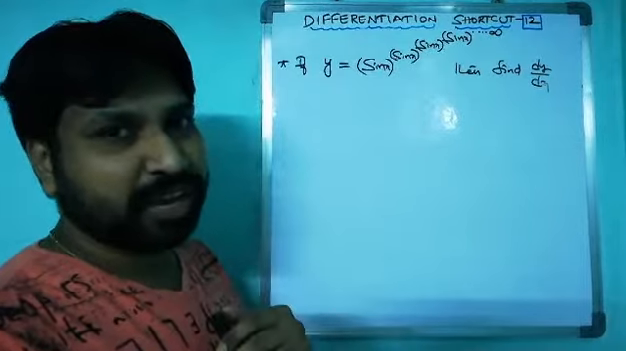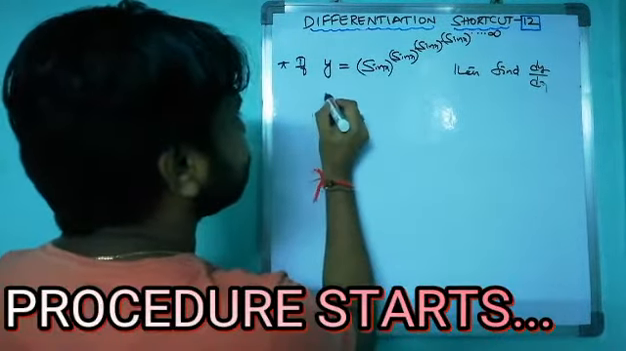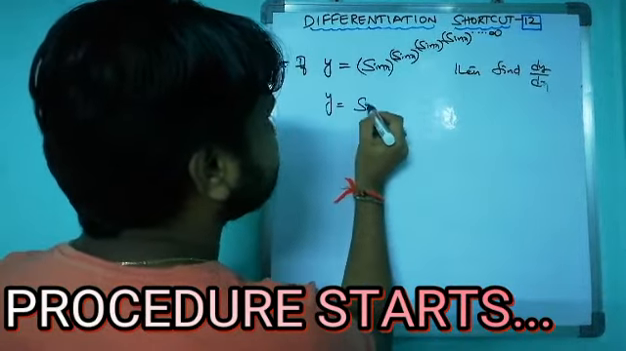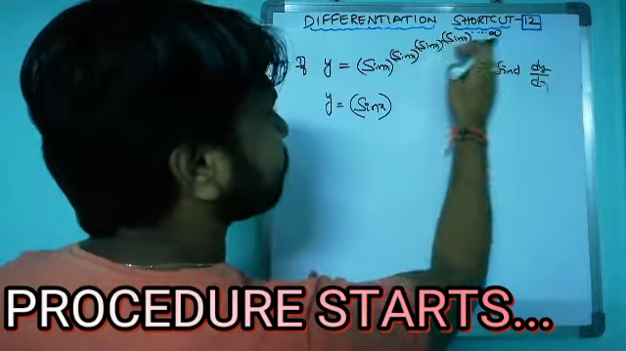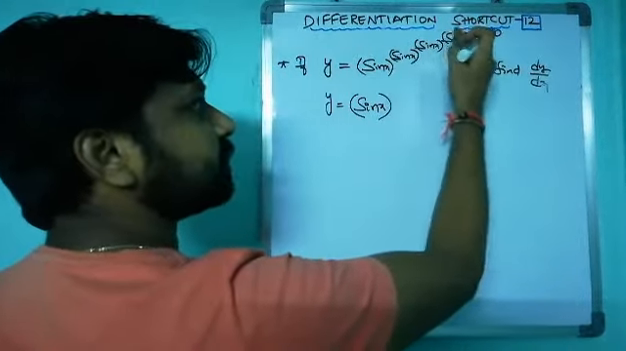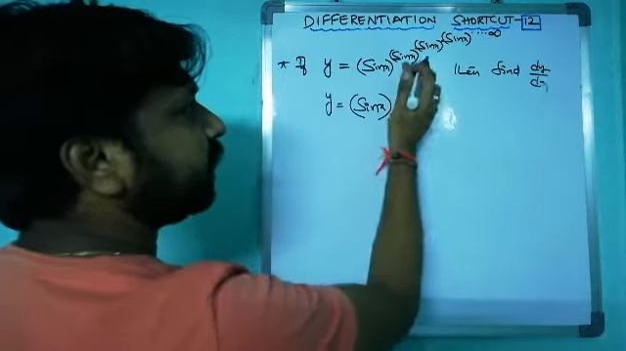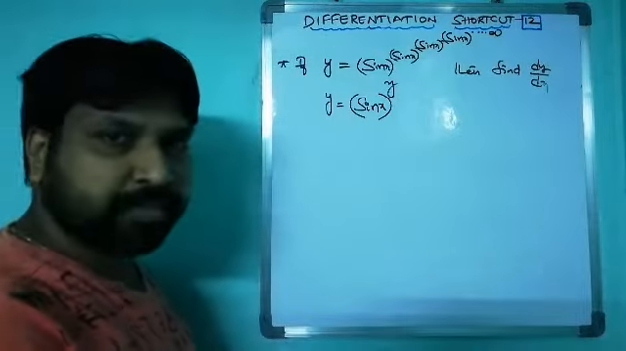First of all, look at the question very clearly, friends. How to solve this kind of question? Let y be equal to sin x whole to the power of. Look carefully, friends, it's the same thing: sin x power, sin x power, sin x power, and so on. The sin x power part we are going to call y, and in the same way this total part we also call y.